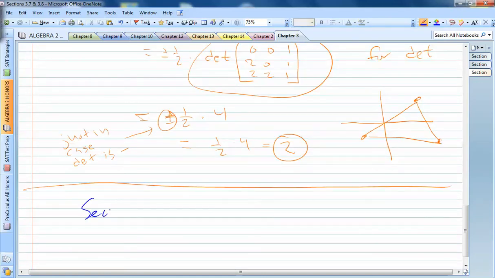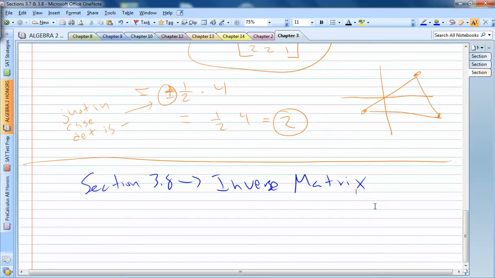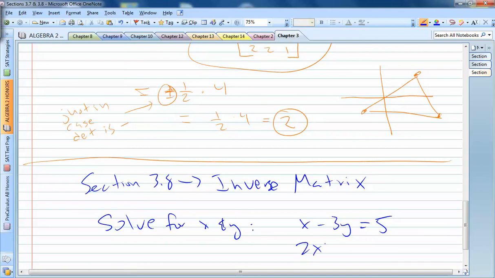So for section 3.8, that involves an inverse matrix. Let me explain. Well, before I explain what an inverse matrix is, let me show you the example we're going to solve. Say we had this system of equations here: x minus 3y equals 5, 2x plus y equals 17.